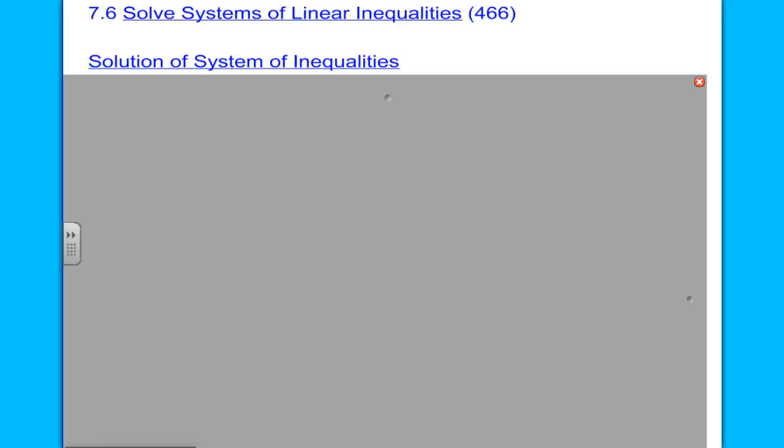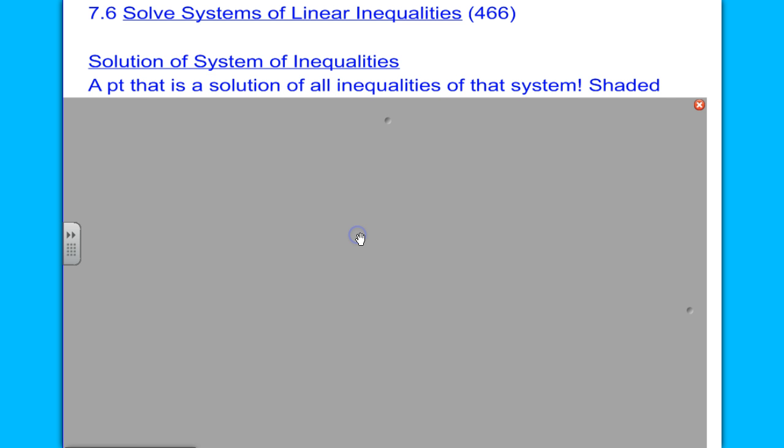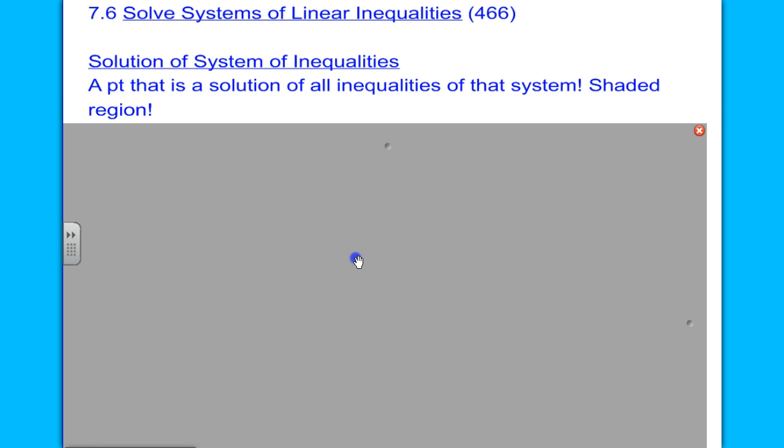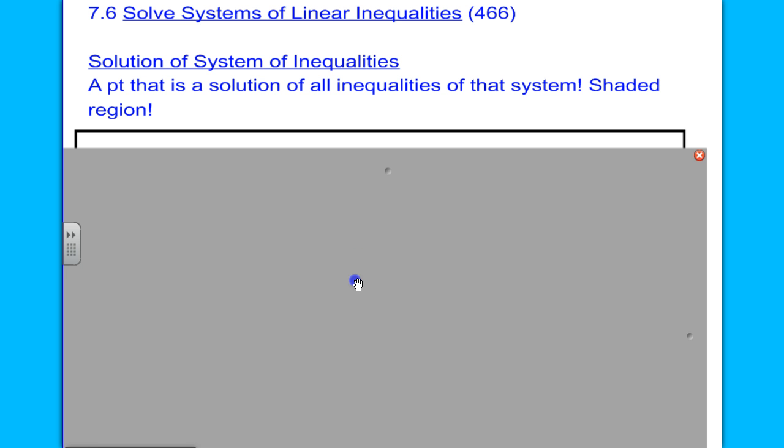So the final section of chapter 7 is to graph systems of inequalities. And as we were just talking about, we're talking about shading regions. So when we have more than one inequality on the same graph, we are looking for a point that is a solution for both. And we shade that region. It's often called the overlapping area.